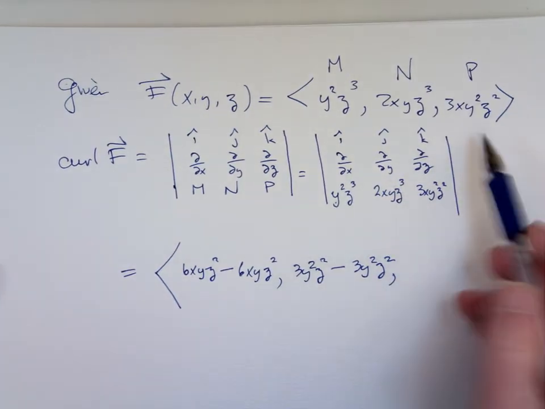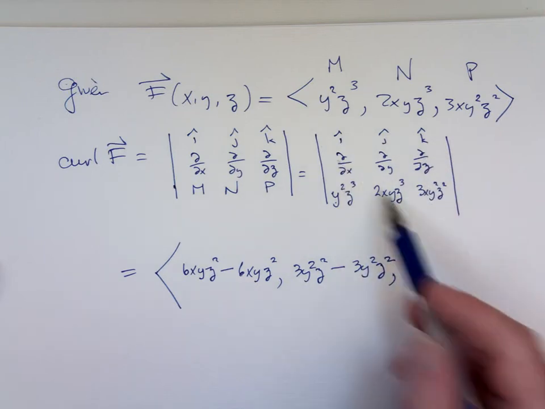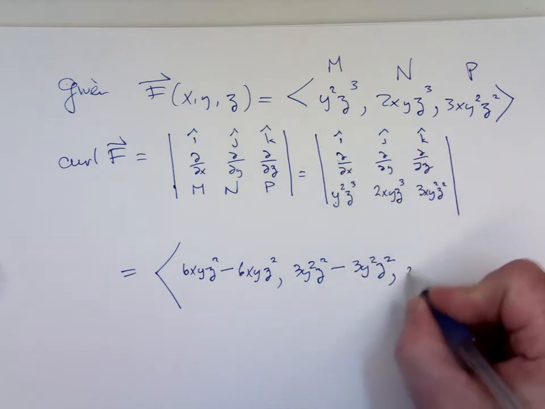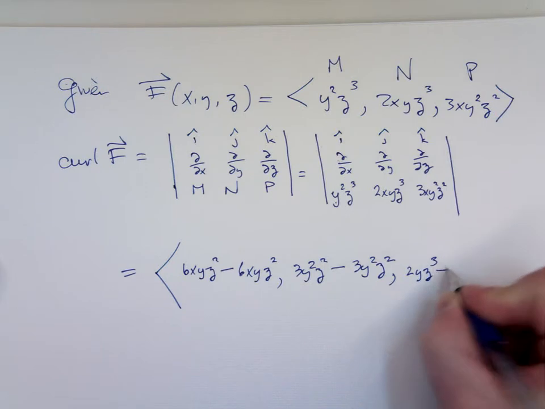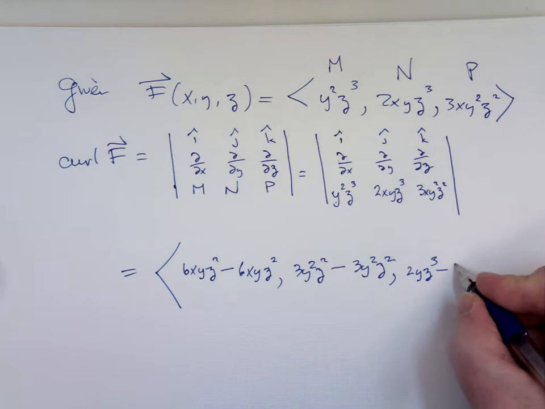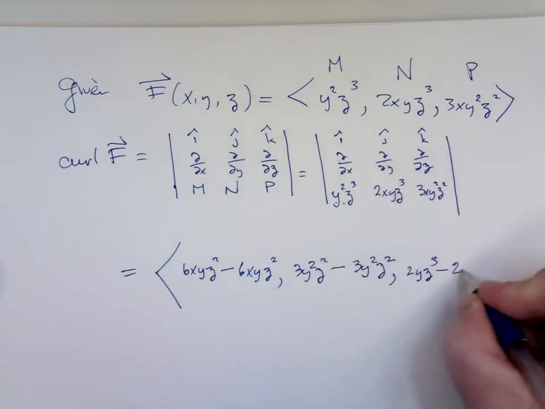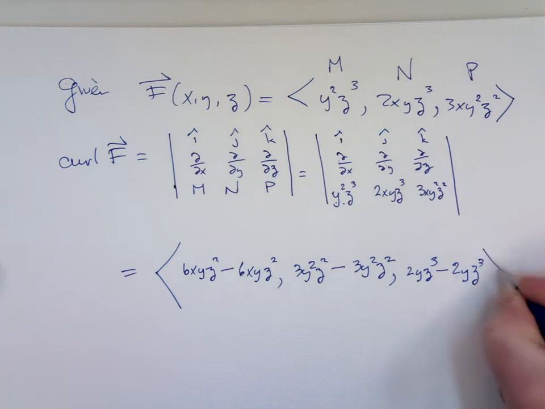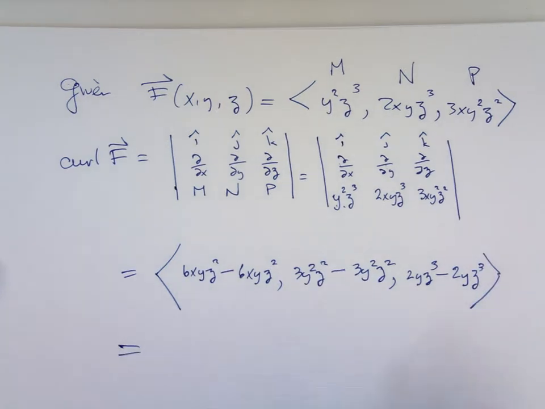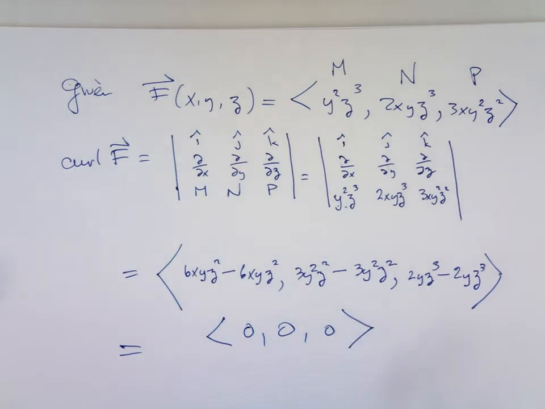Last. Okay, cross this out, cross this out. Take the partial of this with respect to x: 2xyz cubed, minus partial of this one with respect to y. What the heck? Holy mackerel, what do you get? 0, 0, 0. The curl is identically 0.